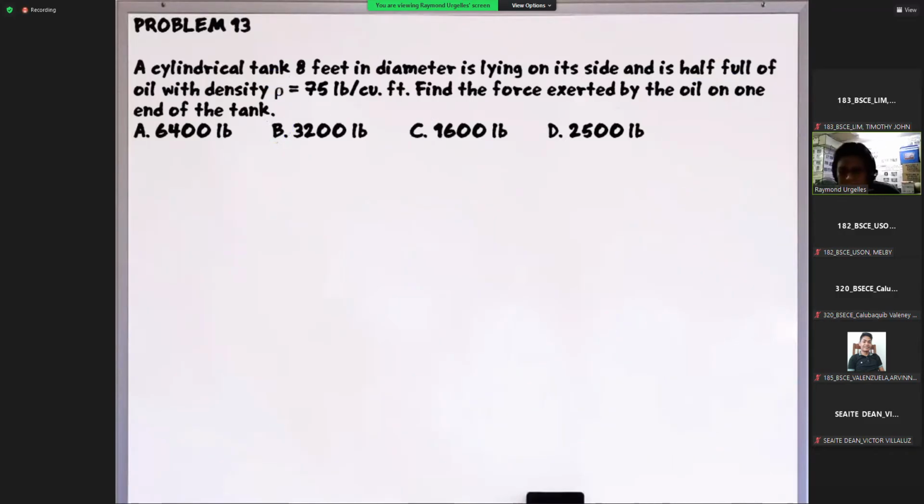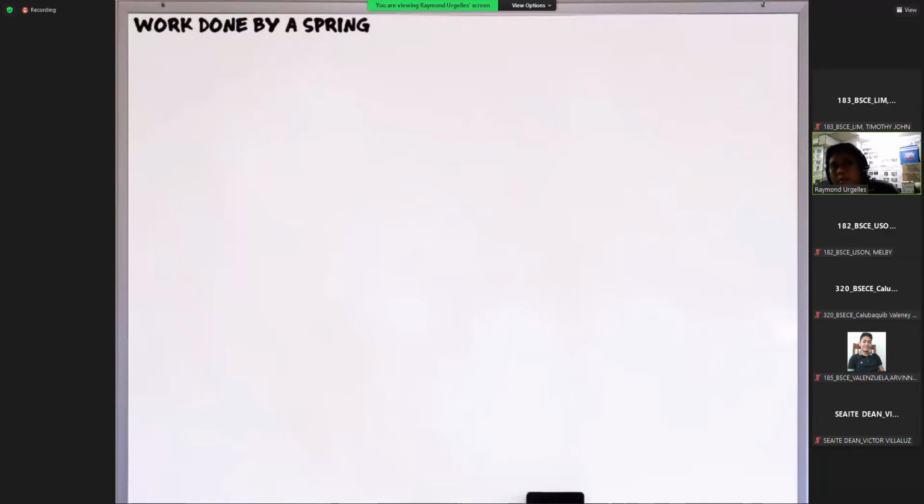So let's proceed to the next topic, which is work done by a spring. Yung tatandaan ninyo lang pagdating sa work done, basically it's the force dot product with a displacement S. In terms of magnitude, this is the magnitude of the force times the displacement times cosine of theta, where theta is the angle between the force and the displacement.